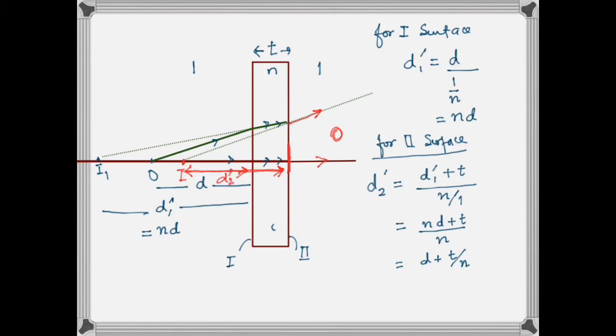So d2 dash is equal to the object distance, which is d1 dash plus t. The object is I1 for this surface, and the object distance from this surface is t plus nd. And now light is moving from n to 1, so divided by n upon 1. So it is like this. On solving, it becomes d plus t by n. So this distance d2 dash is d plus t by n.